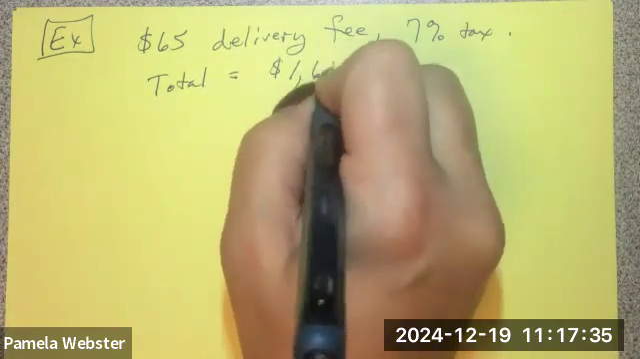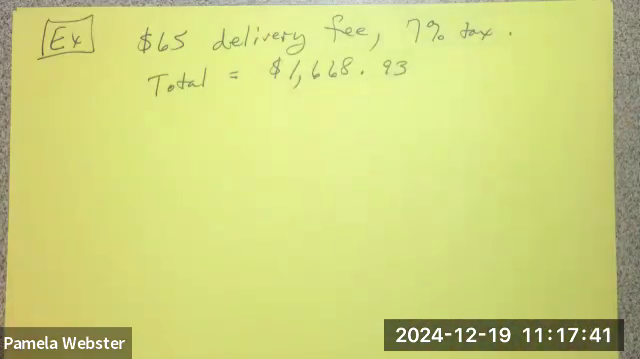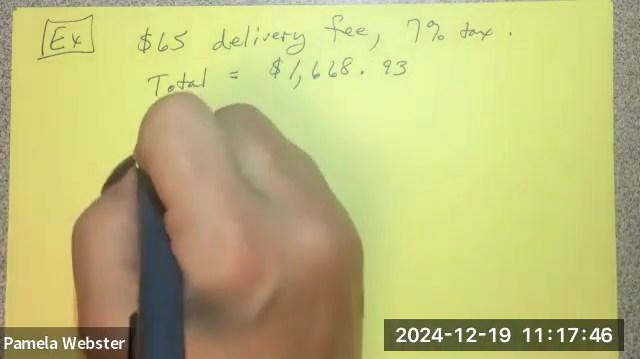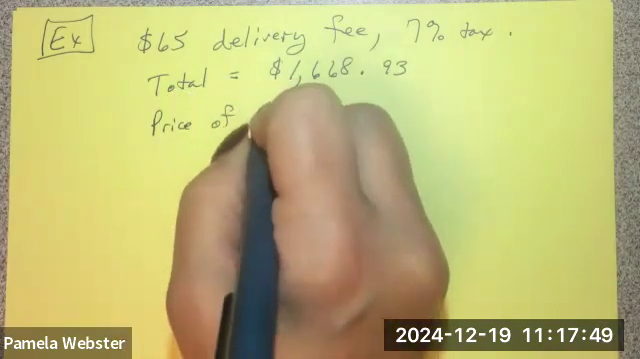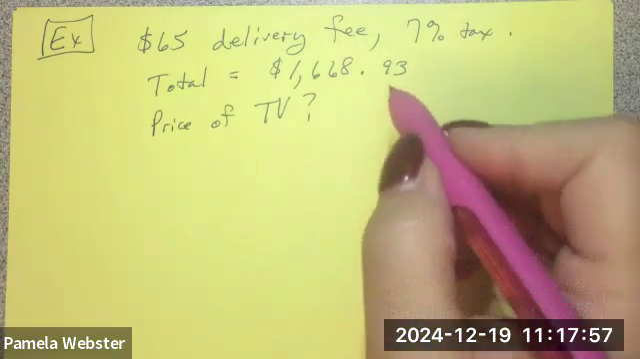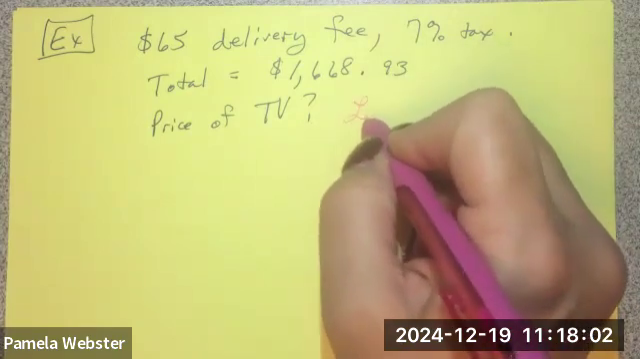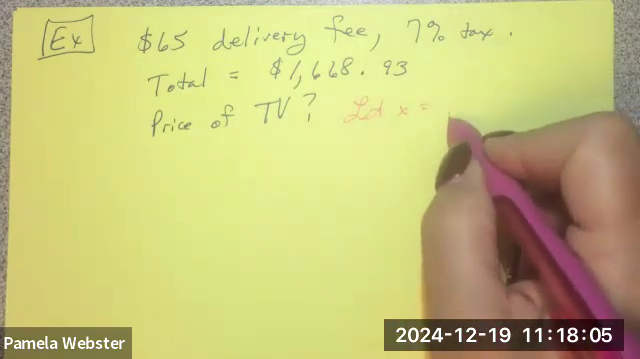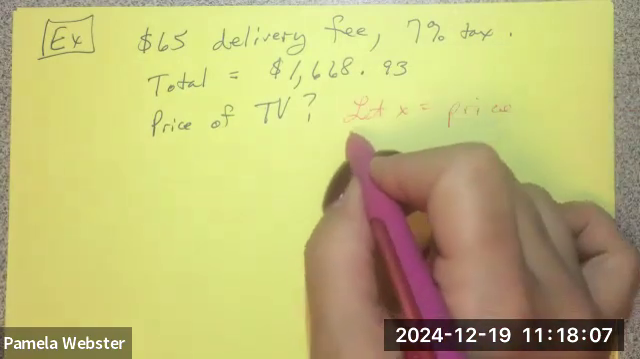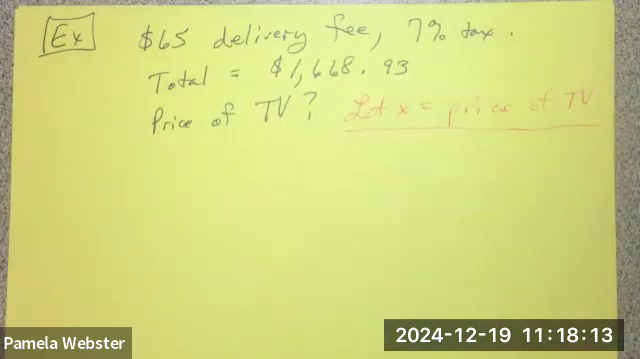$1,668.93. And you say, "Hey, hang on a minute. I want to make sure that's right. Let me find out what the price of the TV is." Okay? So let me make sure they're actually charging me the correct amount for that TV. Whenever we're doing something like this, we're going to have to set this up in an equation, and we're going to have to get a variable in there. So I'm going to let X be the price of the TV. That's my plan.